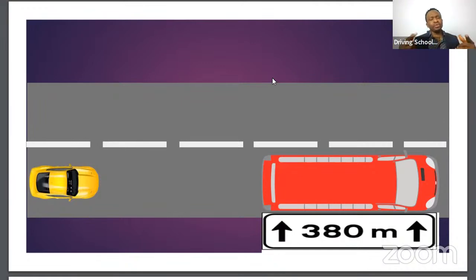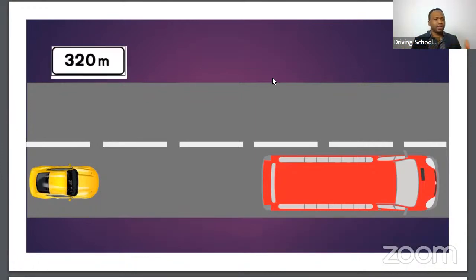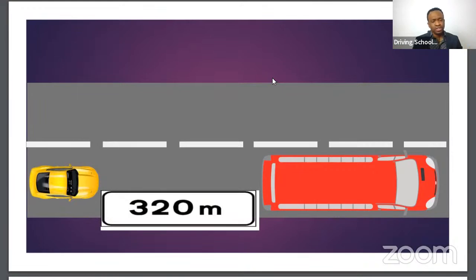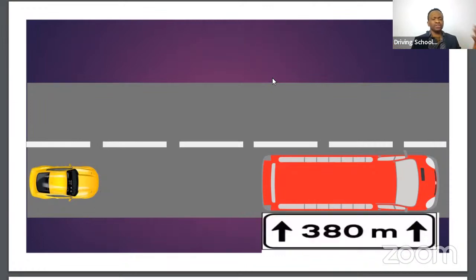Because remember, there was this number that tells us the distance we are keeping from that bus, or the distance that we need to cover to get to where that bus is. But we also want to know the length of this bus. Now, in order to tell you the length of this bus, they have to give you this one to make you understand that the length of this bus is 380 meters.